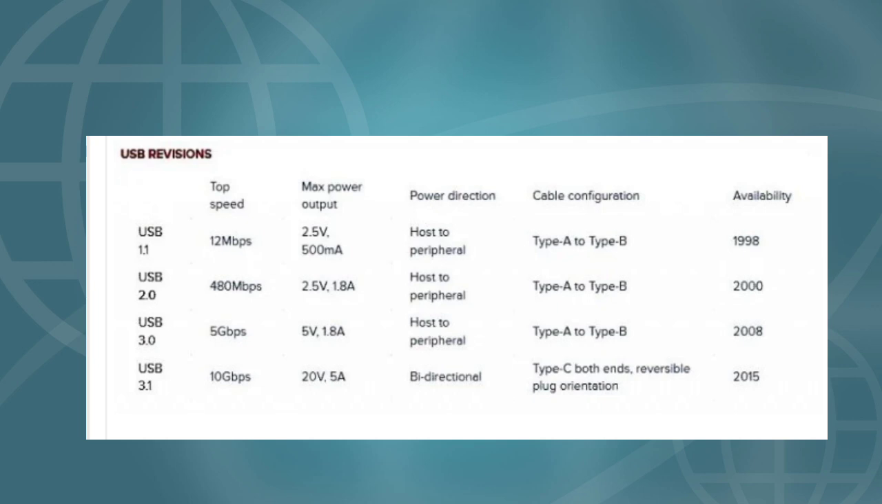So, USB 3.0 and USB 3.1 Gen 1 are essentially the same and have a top data transfer speed of 5 gigabits per second. Then, in July 2013, USB 3.1 Gen 2 was released with its top data transfer speed at 10 gigabits per second.